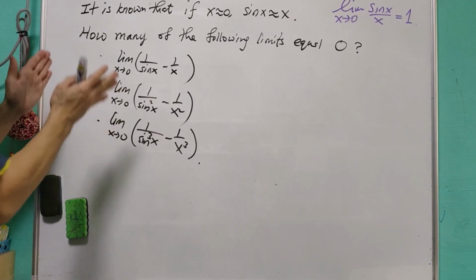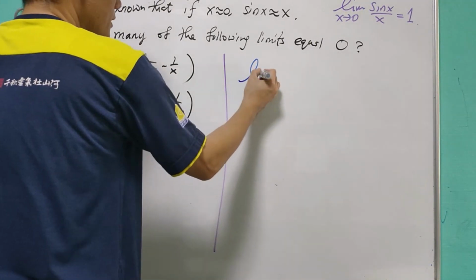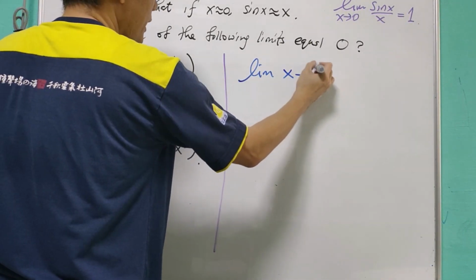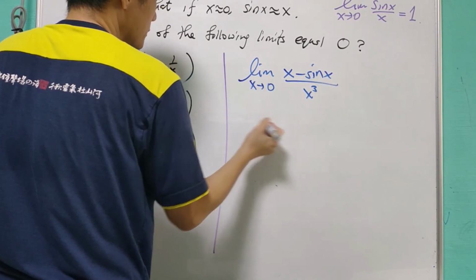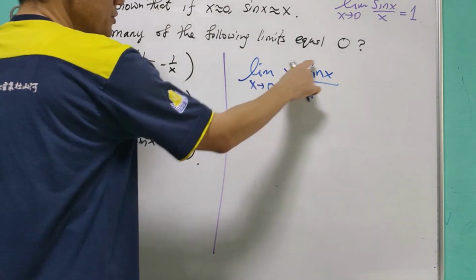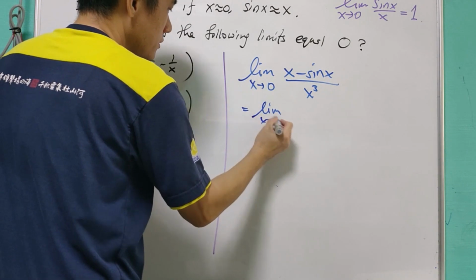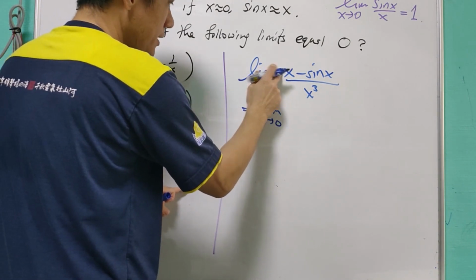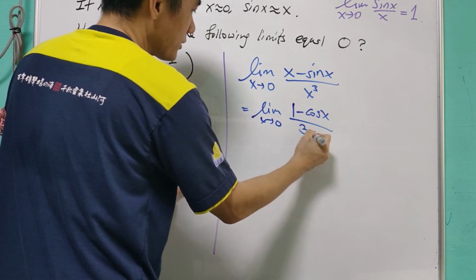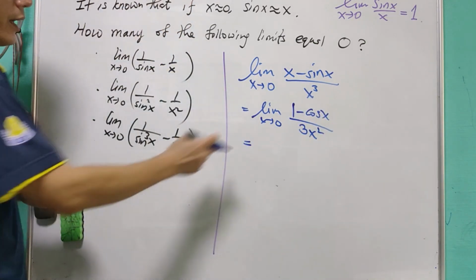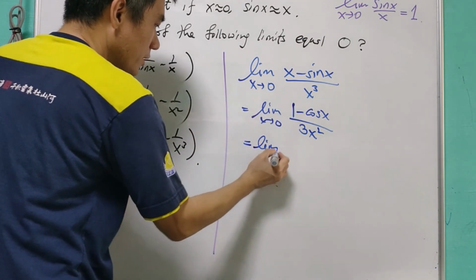Now before we go into that, let's look at a very important result. That is, the limit of x minus sin x over x cubed as x goes to 0. Now when we substitute x equals 0, it is 0 over 0. We can use L'Hopital's rule. Taking the derivative, that is 1 minus cosine x over 3x squared. And again, it is of the form 0 over 0. Then we can do it one more time.